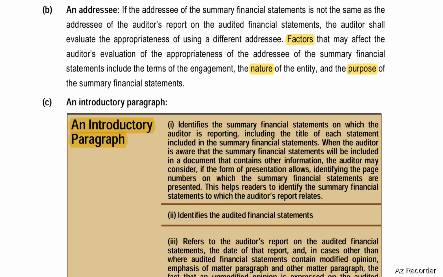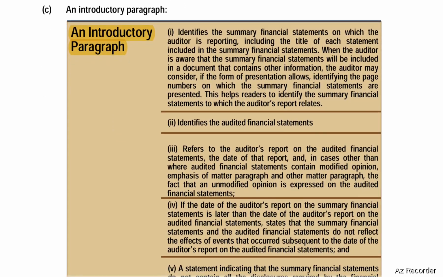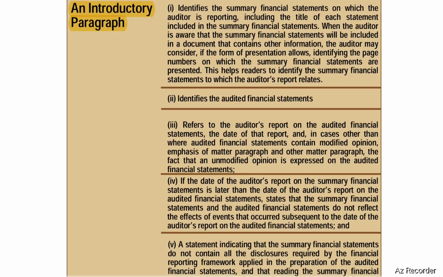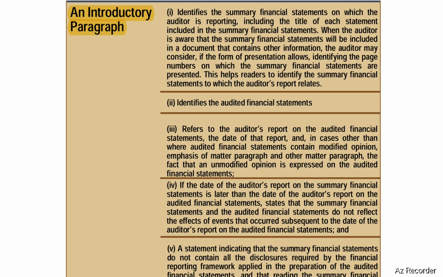Factors that may affect the auditor's evaluation of the appropriateness of the addressee of the summary financial statements include the terms of the engagement, the nature of the entity, and the purpose of the summary financial statements. Next, an introductory paragraph. An introductory paragraph identifies the summary financial statements on which the auditor is reporting, including the title of each statement included in the summary financial statements.